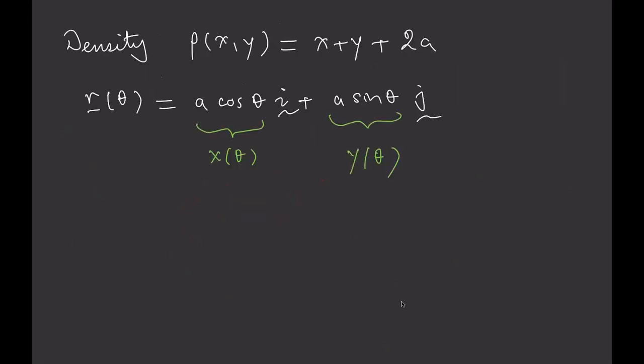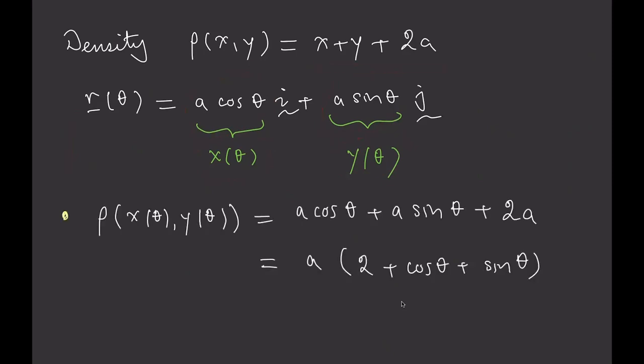Now what else do we need? We have the density, which is given as a function of x and y. It's a scalar field given over here. But the point is I want to write everything in terms of theta, in terms of my parameter. My general location on this wire has a location a cosine theta in the x direction and a sine theta in the y direction, which means this is my x of theta and this is my y of theta. So I just take these values and plug them into this expression over here.